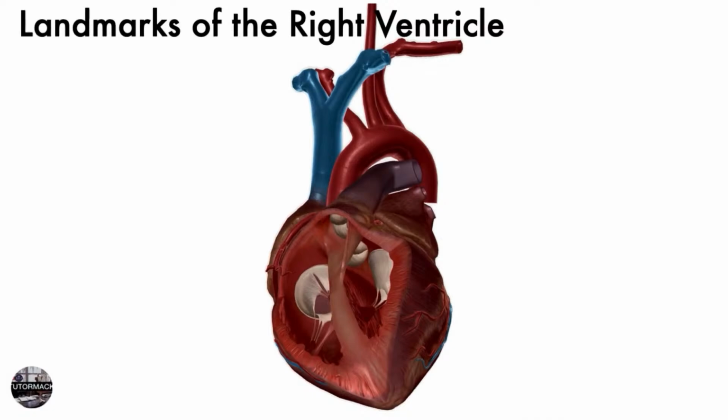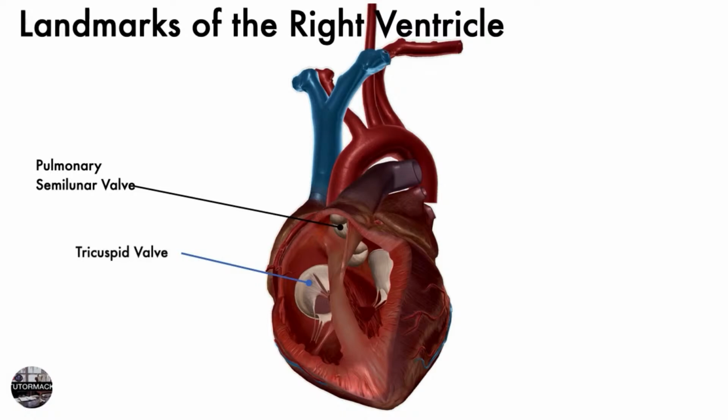Let's keep going. Landmarks of the right ventricle. How about right here? Yeah. Good. Pulmonary semilunar valve. And here? Good. Tricuspid valve. Also the right atrioventricular valve. What about here? These structures. Yeah, chordae tendineae.